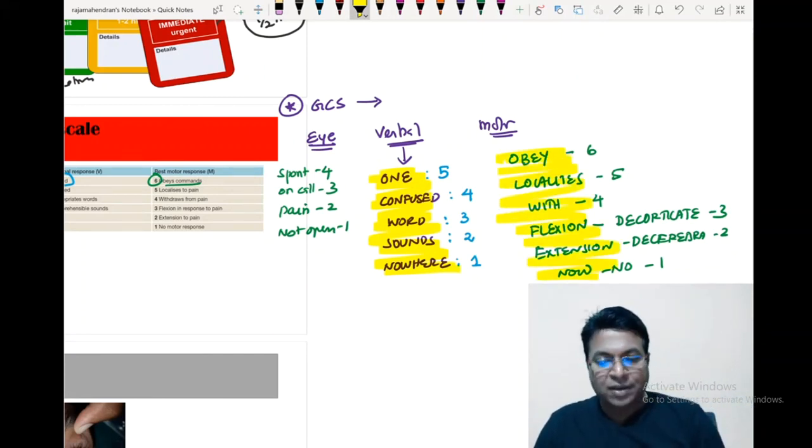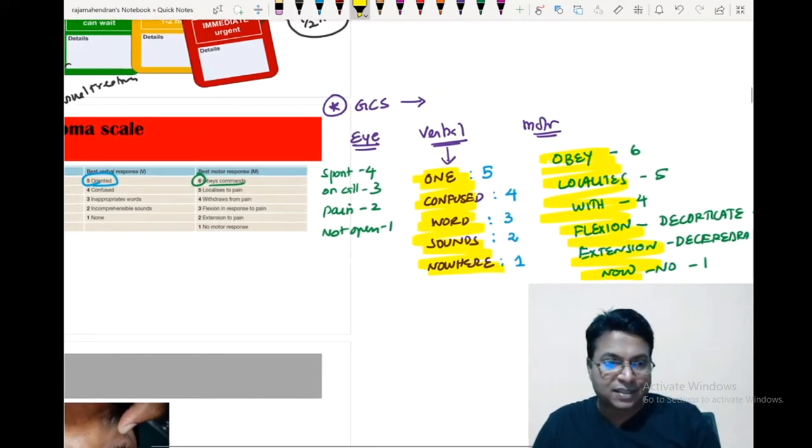Simply you can answer any question. With this mnemonic you can definitely get one question and you can answer the one question. Okay, please don't forget GCS for your exam.